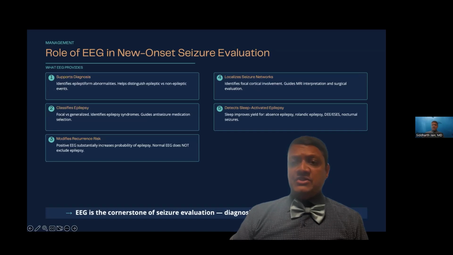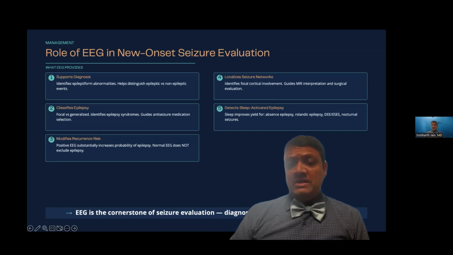Interpretation of pediatric EEGs can definitely at times be challenging because we need to distinguish normal variants from pathological discharges. That requires a certain degree of nuance and understanding, and sometimes the discharges may be borderline and may require us to do longer studies.